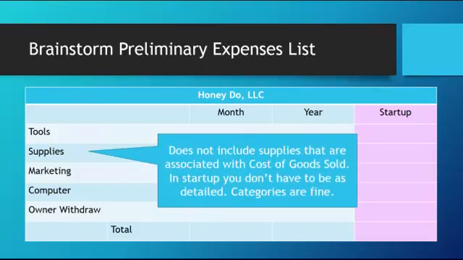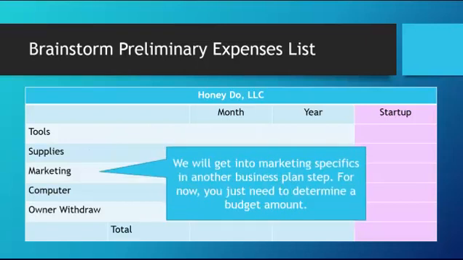Supplies, on the other hand, you don't have to get into how much are staples, how much are paper towels. You can just list some general criteria areas and the overall costs for each. We're not going to get into specific marketing details at this point. We'll do that at another step in the business plan process. For now, you just need to determine a month and a year budget for your marketing.